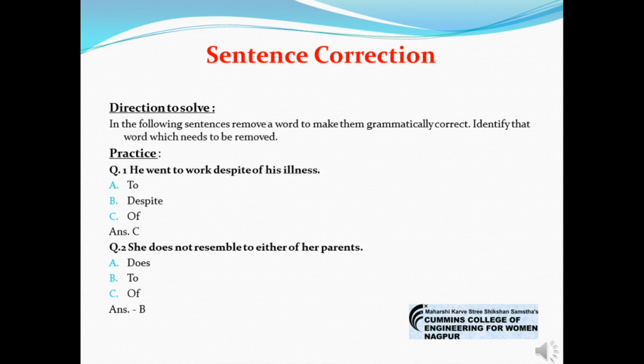Now, here, off is unnecessarily added. The correct answer is he went to work despite his illness. Like this question 2, she does not resemble to either of her parents. And the options are A does, B to, C of. Here, the option B means to is unnecessarily added. The correct answer is she does not resemble either of her parents.